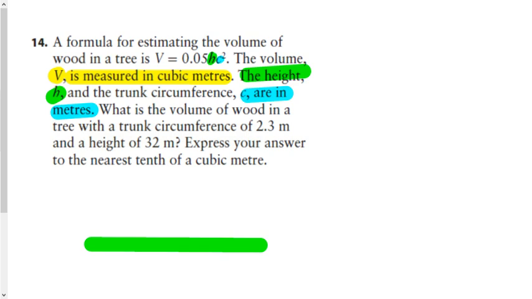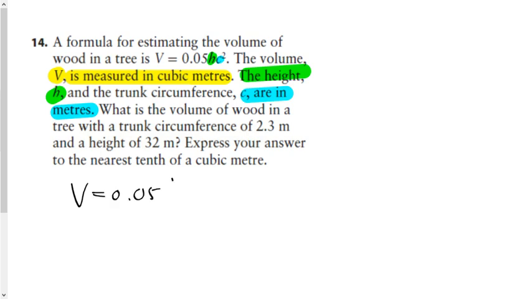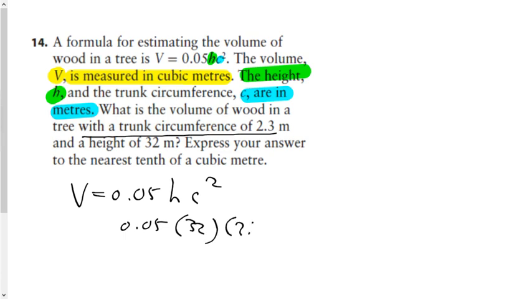Okay, so let's take this information and let's substitute it in our formula. So I'm going to write v equals 0.05 or 5% of the height multiplied by the circumference squared. What is the volume of wood with a trunk circumference of 2.3? So that's going to be my C. And a height of 32. So H is going to be 32. The circumference will be 2.3.